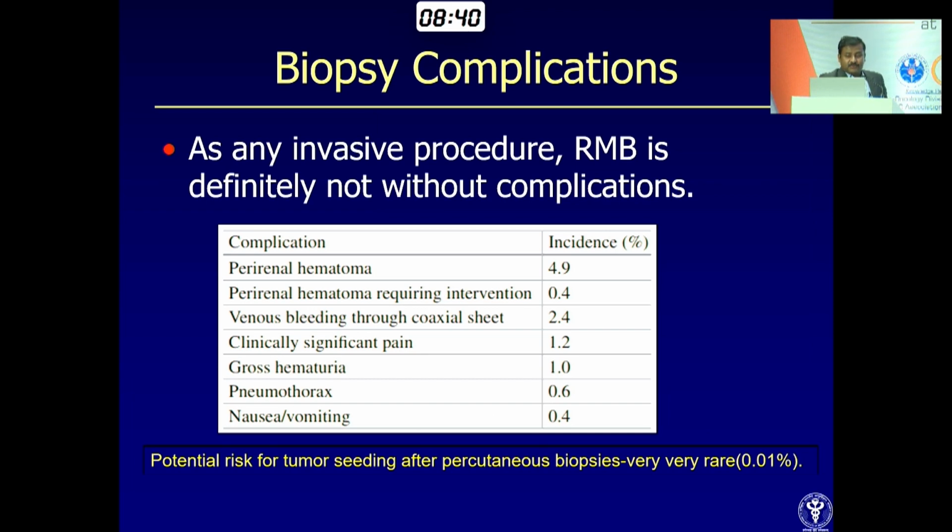Since this is an invasive procedure, renal mass biopsy is definitely not without complications. The most common complication is perirenal hematoma, which occurs in around 5% of cases. Other common complications are venous bleeding, sometimes hematuria and significant pain. Another important complication that most urologists are worried about is the potential risk of tumor seeding, which, as per the literature, is very, very rare after percutaneous core biopsy. It's around 0.01%.